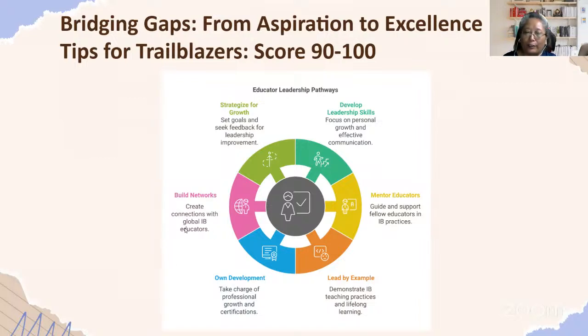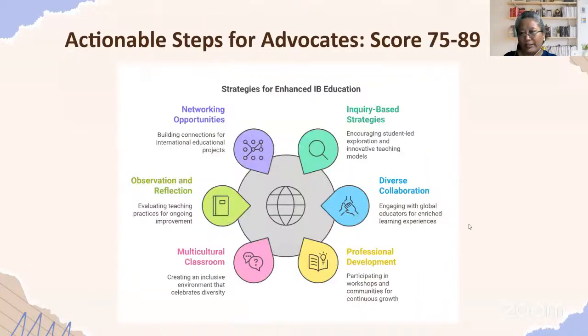So build a network. And whenever you're saying building network, it's not just about connecting on social media and just liking their post. It is about relationship. It's about commenting and then giving feedback, giving constructive feedback in a respectful tone, whether it is written or oral comments. So these are all the things that people who have scored between 90 to 100 can do in order to go ahead. Now, what about those who have scored between 75 to 89?